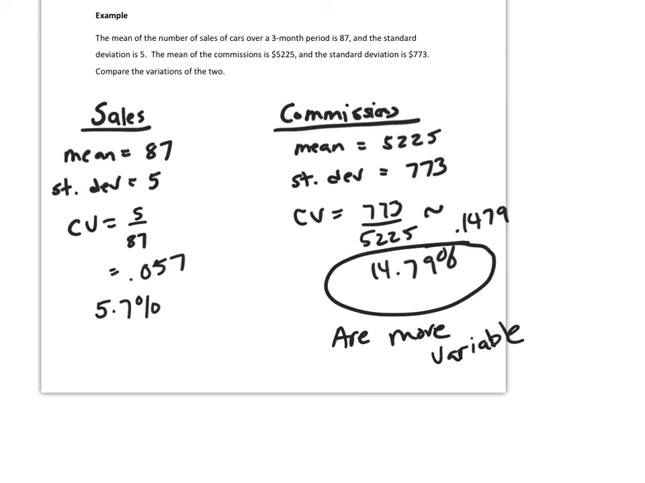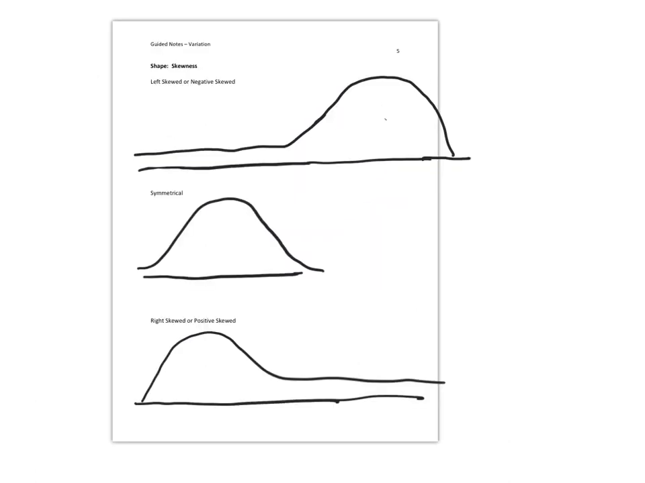All right, now, last page of notes. This will be fast. Skewness. Let's start here in the middle. For symmetrical data, if you cut it in half, you get the same amount on both sides. That's symmetrical, and that means your mean would equal the median.